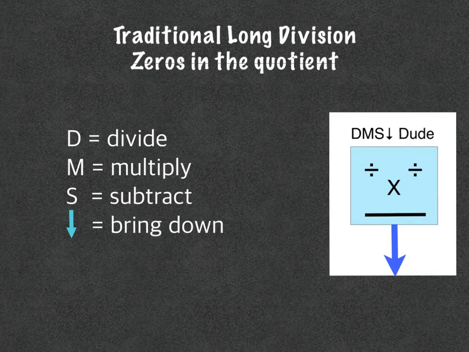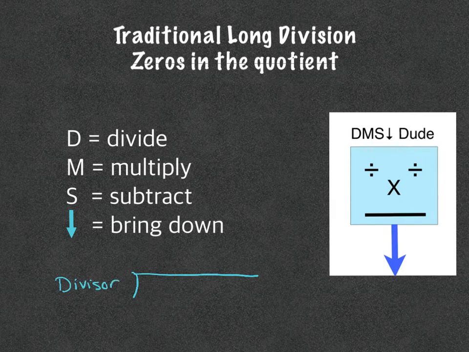Okay, so today we're going to talk about traditional algorithms with long division, and we're going to talk about zeros in the quotient. So if you remember, we have our division sign here, we've got our divisor out here, our dividend in here, and our quotient at the top as our answer, right? So we're going to have zeros in our answer.